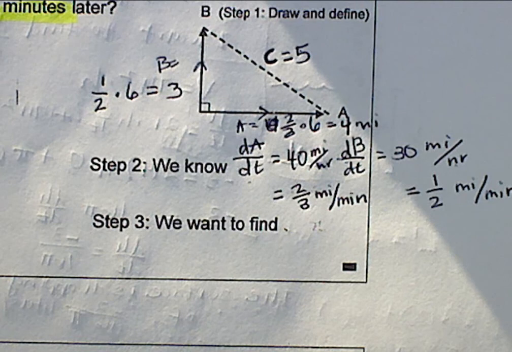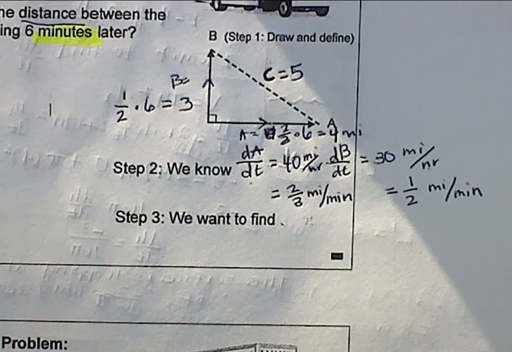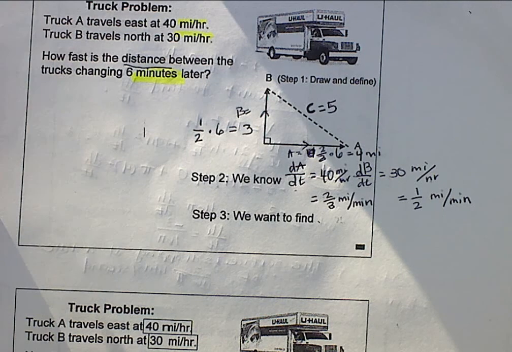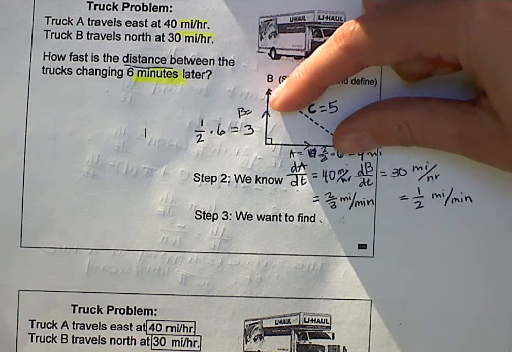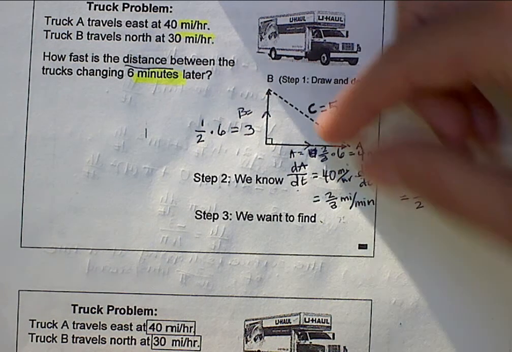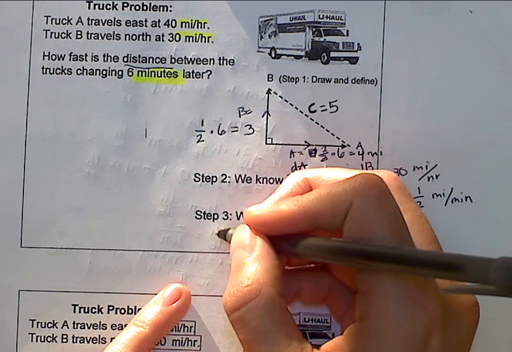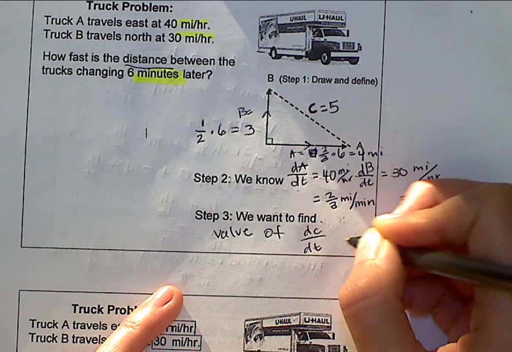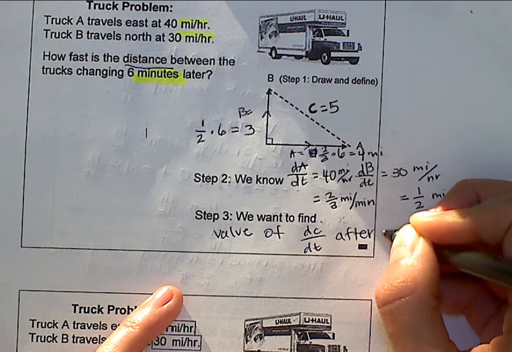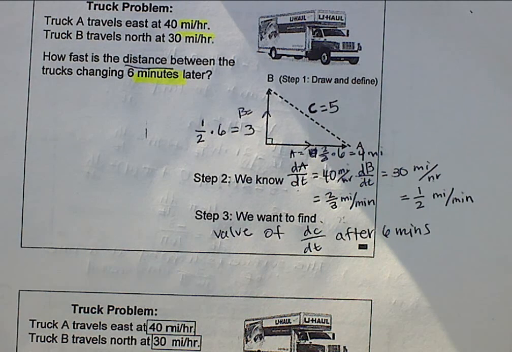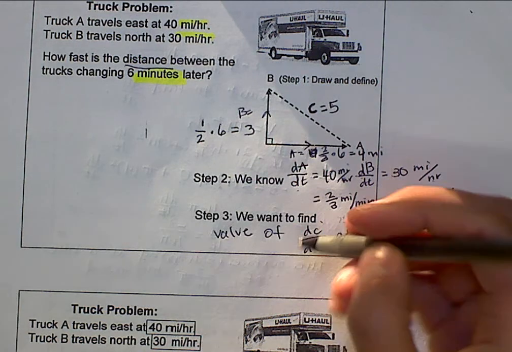Okay. And then what do we want to find? We want to find how fast the distance between the trucks is changing. So this value C is the distance between the trucks, and we want to figure out how it's changing. What we're trying to find is the value of dC/dt after 6 minutes. Okay, so we're trying to find dC/dt.